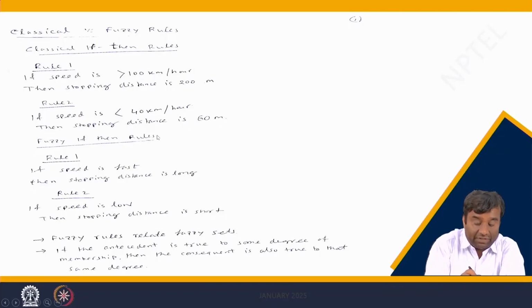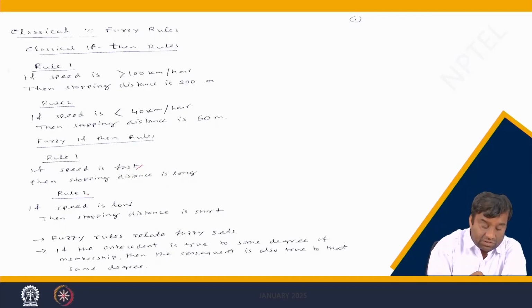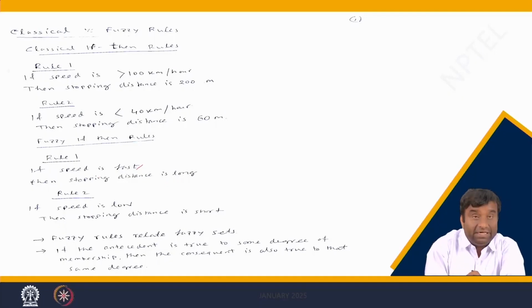Now in fuzzy if-then rules, these sets will be given in terms of fuzzy sets. If speed is high, then stopping distance is long. So high and long are not classical sets, these are fuzzy sets. Similarly, rule 2 can be written as: if speed is low, then stopping distance is short. So fuzzy rules are related to fuzzy sets.